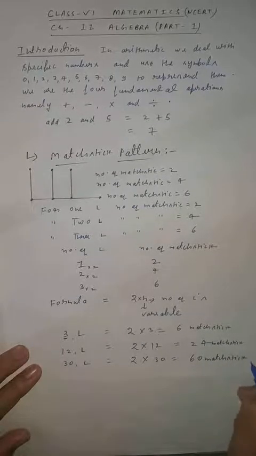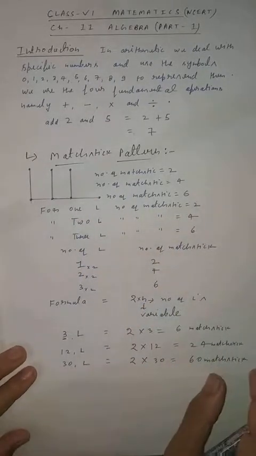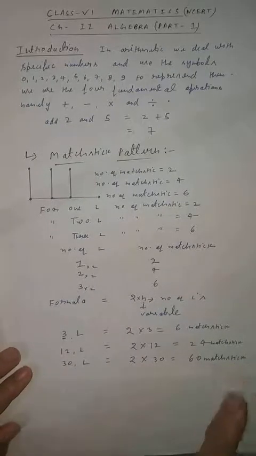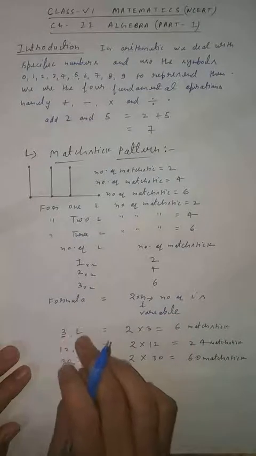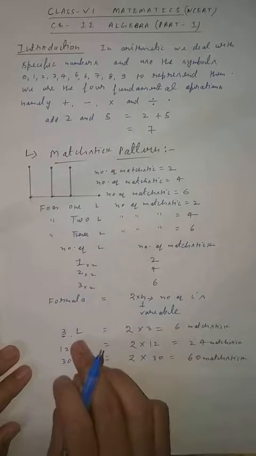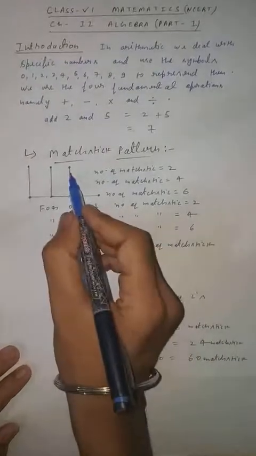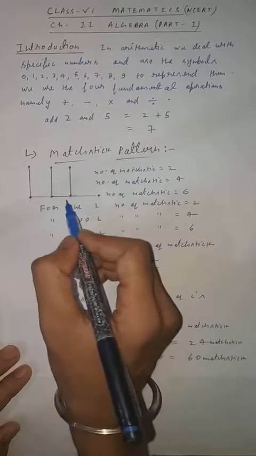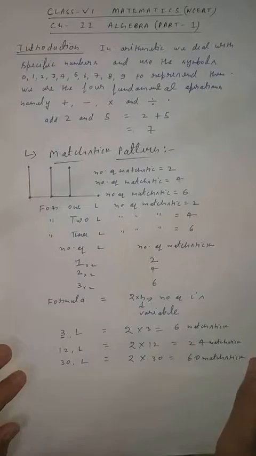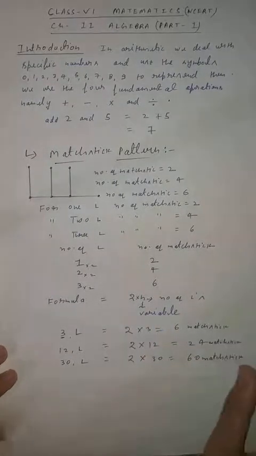So I think this is clear. With the help of this pattern we obtain a formula. The formula is 2n. Now n is the number of L, meaning how many L are required. So if you require 3L, that is 2 multiplied by 3, it will come 6 matchsticks. Now how does this formula come? I explain. For 1L you require 2 matchsticks, for 2L you require 4 matchsticks, for 3L you require 6 matchsticks. It means this is a multiple of 2. So we obtain the formula 2 multiplied by n. Clear, students?